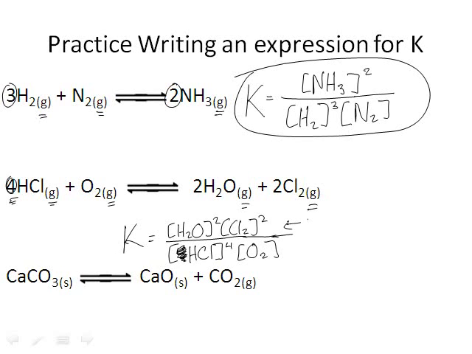So it's P over R, products over reactants, and each product and each reactant is raised to its coefficient that shows up in the balanced reaction. Let's finish up this last one.